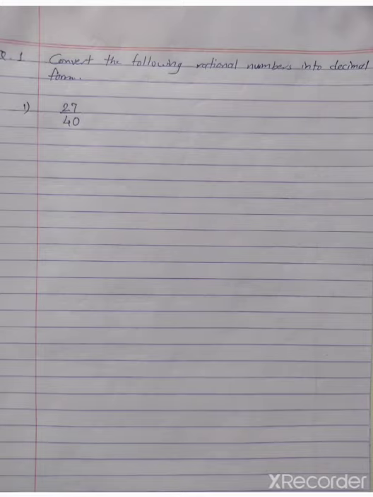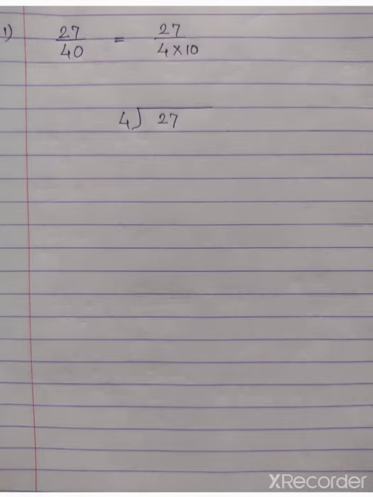Here is the first question. Convert the following rational number into its decimal form. The first question is 27 upon 40. At the denominator you can see 40. You can convert this 40 into 4 into 10. So you can easily solve it by dividing by 4. Let us solve it.